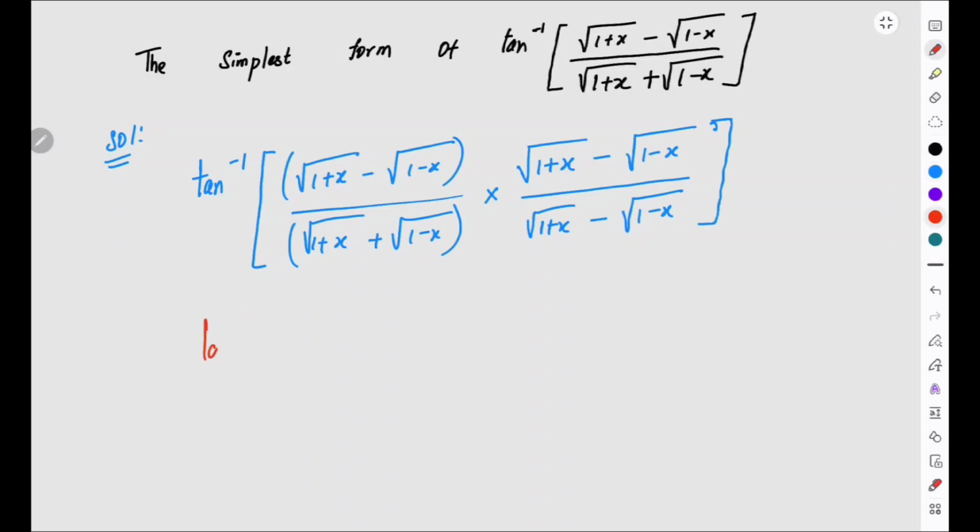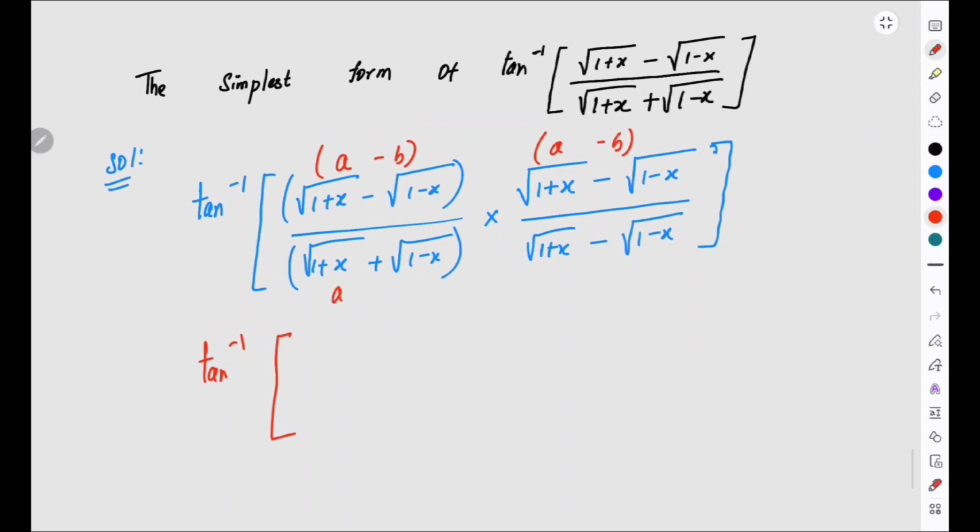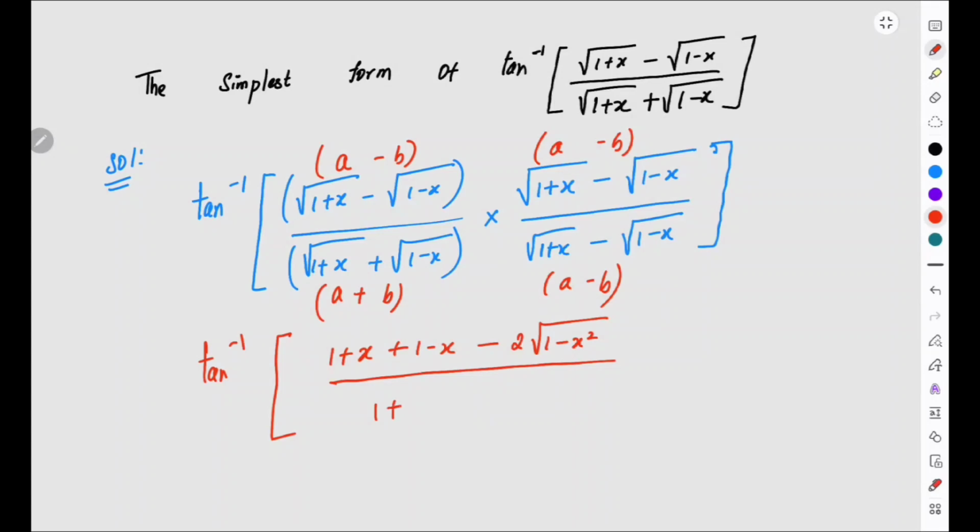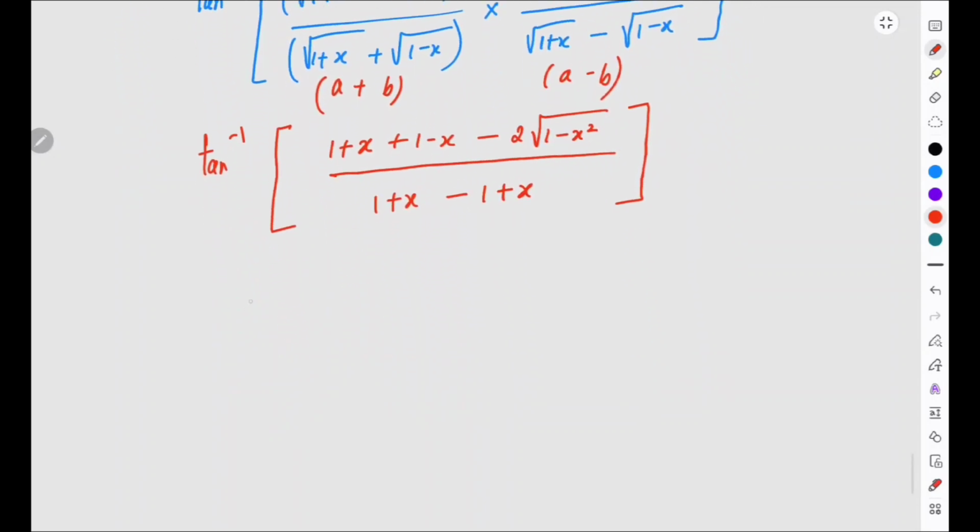So this is going to be tan inverse of, so it is a minus b, again it is a minus b, but in the denominator it's a plus b, and here a minus b. So in the numerator you get a minus b the whole square, so I can write 1 plus x plus 1 minus x, then minus 2 root of 1 minus x square divided by 1 plus x minus 1 plus x. So this is what I'm going to get. You have to multiply and do.